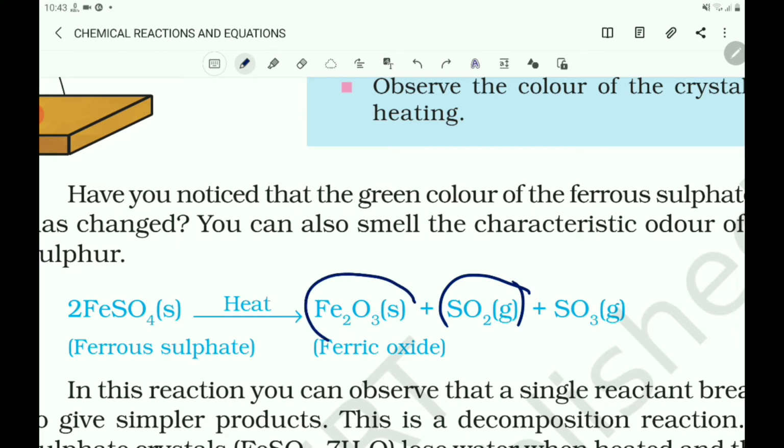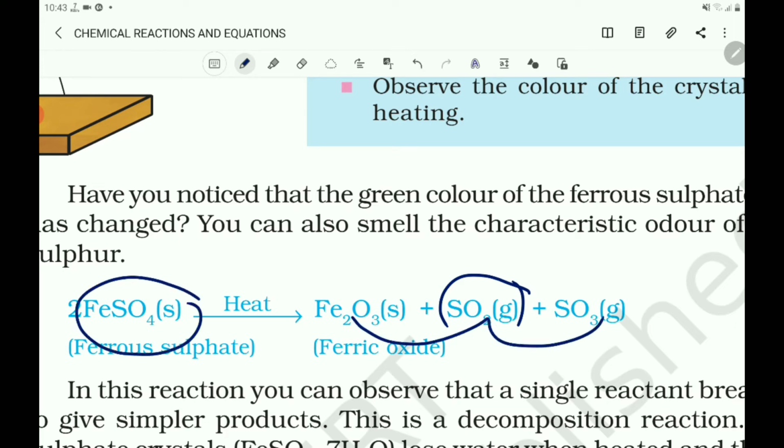And the ferrous sulfate, which was grayish green in color, becomes brownish, and that brownish substance is nothing but ferric oxide. Here FeSO4 is converted into ferric oxide by liberating SO2 and SO3. So on heating, this FeSO4 breaks up into 3 compounds. Which are the 3 compounds formed here? These are the 3 products.